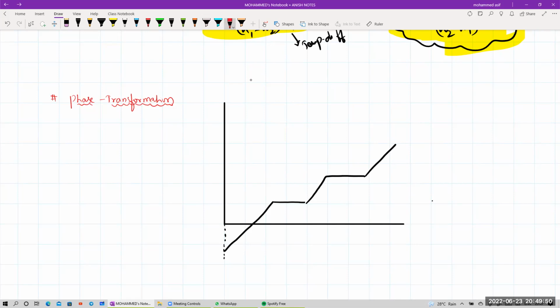Here I'm taking on your y-axis temperature in degree centigrade. On x-axis I'm taking your heat. So this is at a temperature of minus T1 degrees centigrade. This is point A. This is your point B. This is your point C. This is your point D. This is your point E. And this is your point F. Clear, beta?